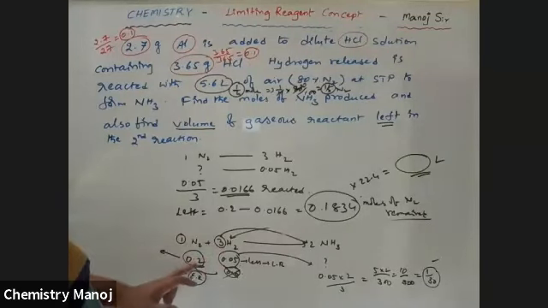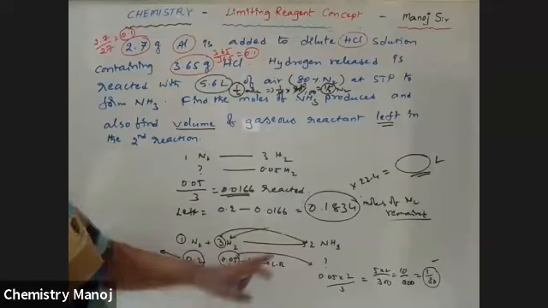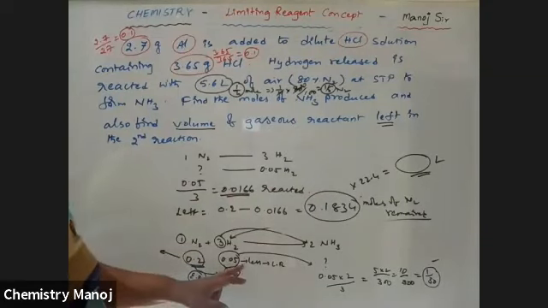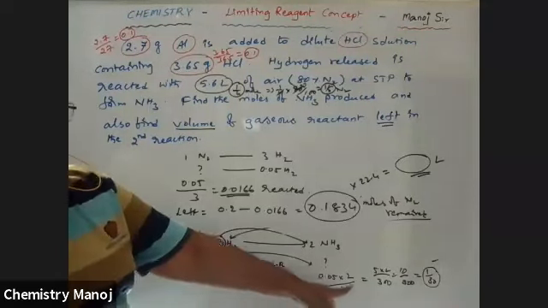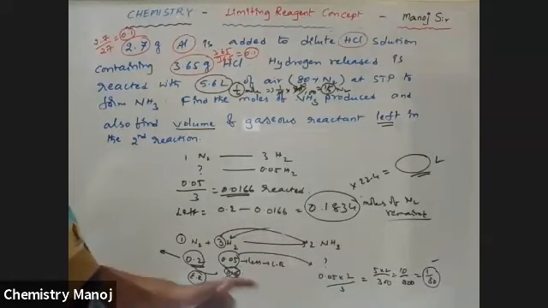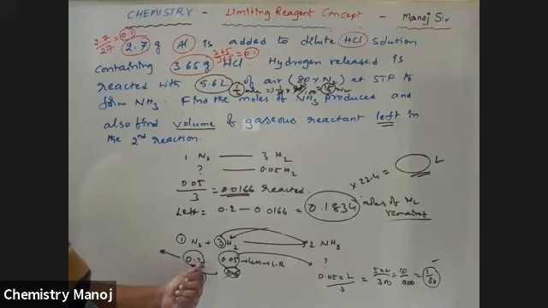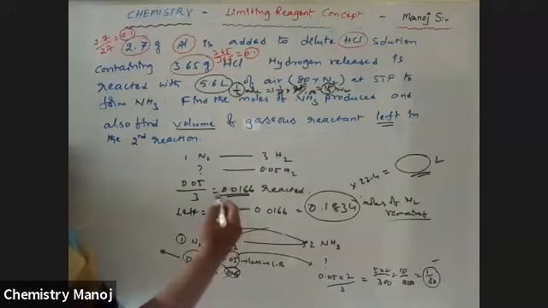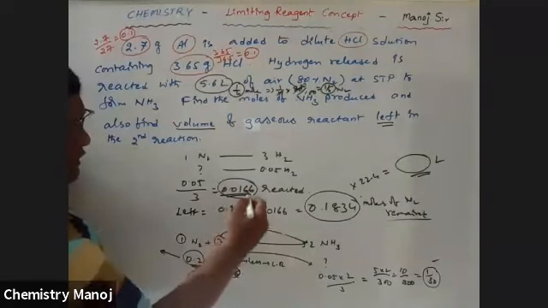1 mole reacts with 3 moles, and with 0.2 moles, this is 0.05 from the previous question's equation. So finally, hydrogen is the limiting reagent and nitrogen is the excess reagent. According to this, ammonia is calculated, that is 1 by 30. Next, among this 0.2, something remained. So how much is reacted? I am going to calculate it here.